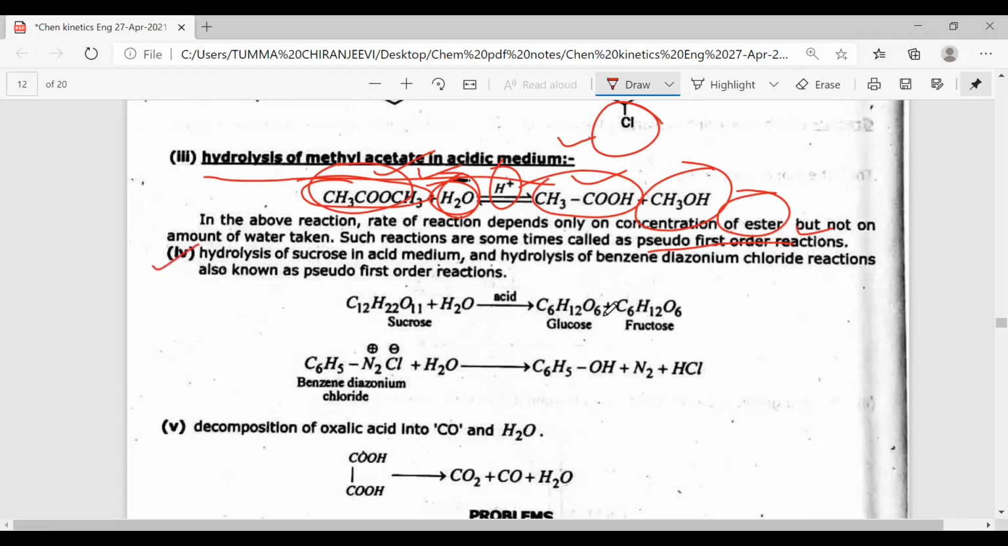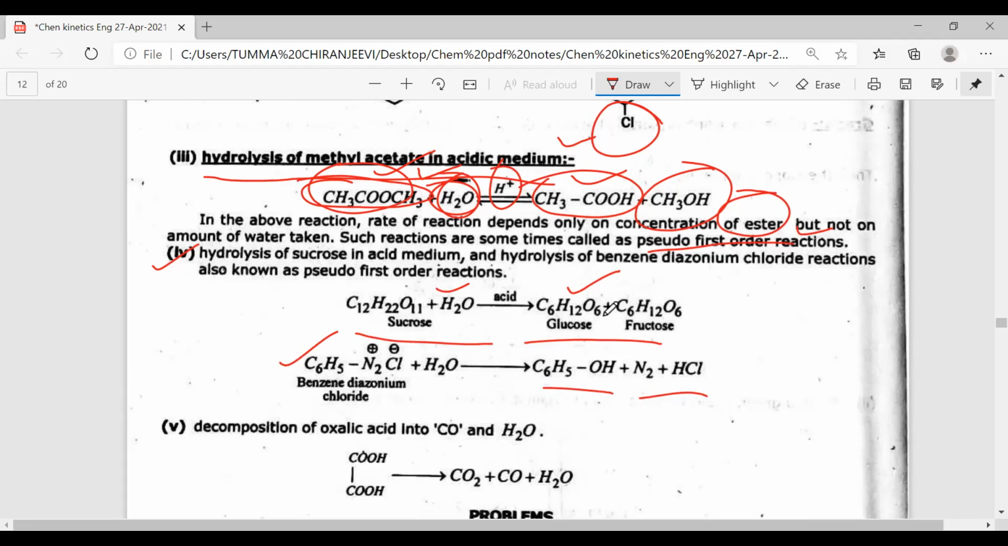And the next one is hydrolysis of sucrose in acidic media, and also the hydrolysis of benzene diazonium chloride. These two reactions are pseudo first order reactions. See this one. Sucrose on hydrolysis gives the carbohydrates glucose and fructose. And the next one is benzene diazonium chloride, which on hydrolysis gives phenol and nitrogen as well as HCl.